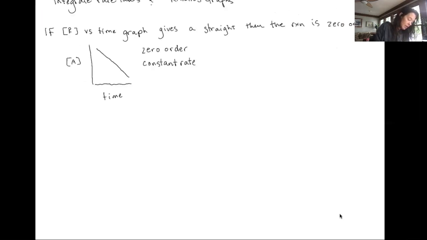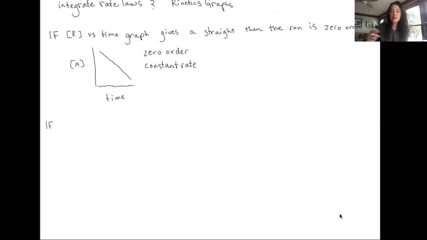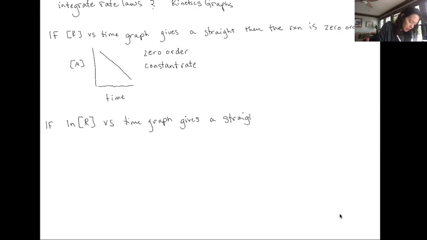Now, if that does not give you a straight line, then it is not zero order, okay? It won't be zero order if it does not give you a straight line. If it does give you a straight line, then it is zero order. If the natural log of the concentration of the reactant versus time graph gives you a straight line, yields a straight line, oh, I missed the word line up there. Straight line. Then the reaction is first order.